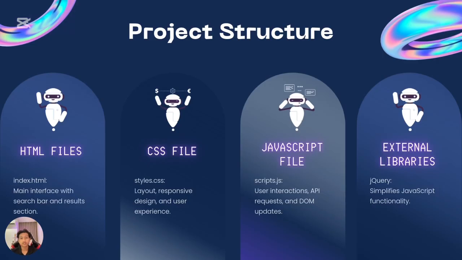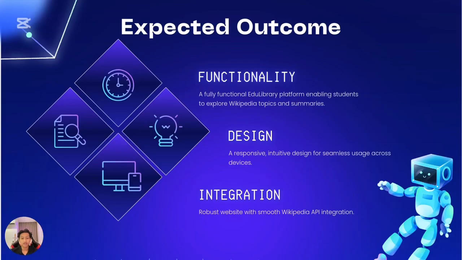Moving on to the project structure, these are the files: the HTML file, the CSS file, JavaScript, and external libraries. Next is the expected outcome. The expected outcome of this project is a fully functional EduLibrary platform that enables students to explore topic summaries from Wikipedia. The platform will be responsive and educational, providing a seamless experience across different devices. By integrating the Wikipedia API, we aim to create a good interactive website that makes educational content easy to access.